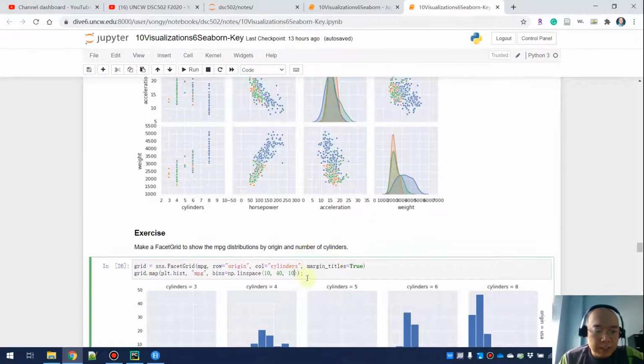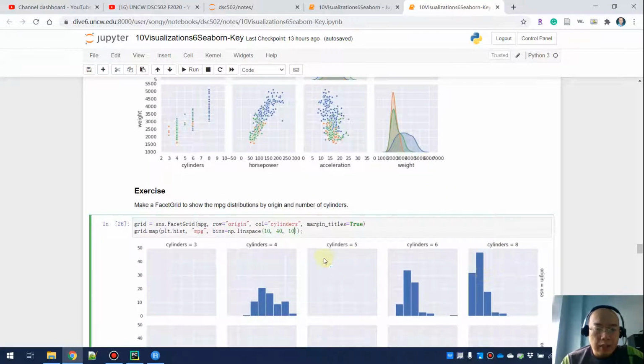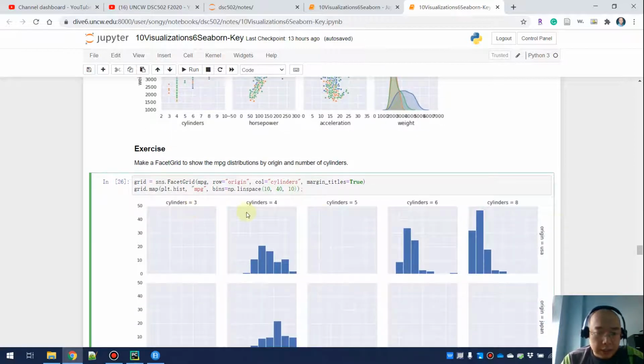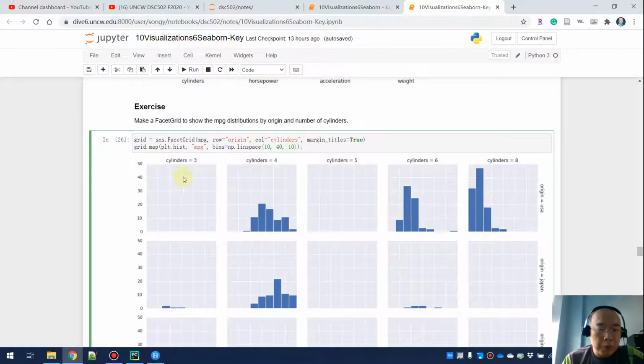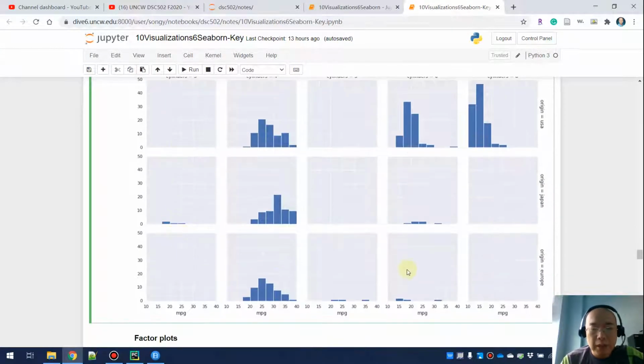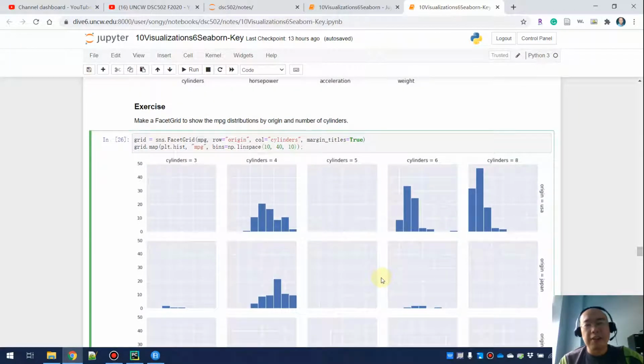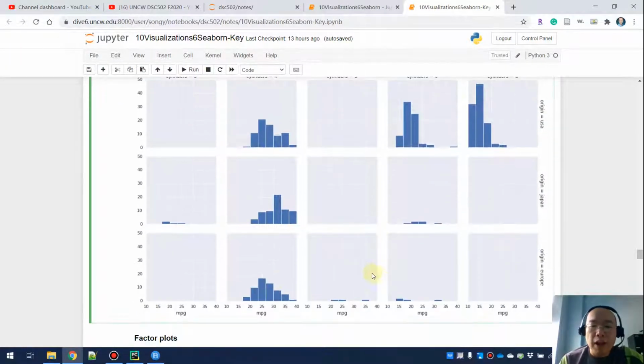Okay, and the next one, we want to do a facet grid using the origin and the MPG, and then the origin. So we see the cylinders 3, 4, 5, 6, and 8. One of the questions I want to ask is who produced the three-cylinder cars? And the answer is Japan. Japan produced all the three-cylinder cars. And how about five-cylinder cars? All the five-cylinder cars were produced by Europe.